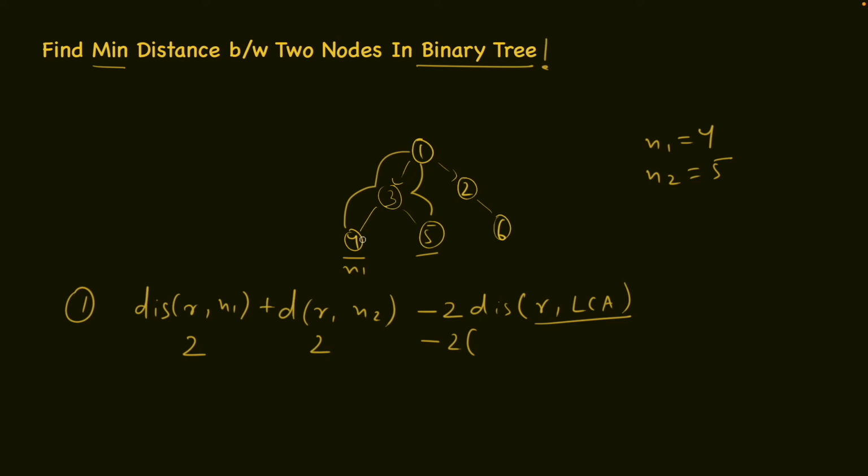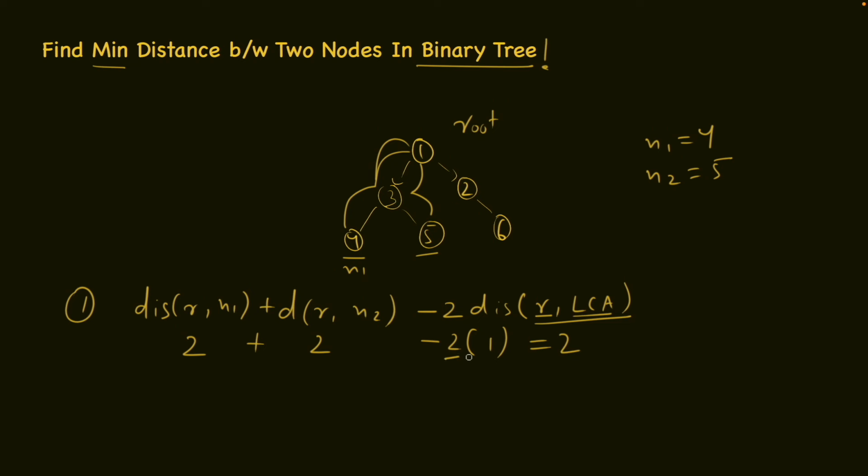So for this case, LCA for 4 and 5 is 3. So the distance from root to LCA is 1. This is your root, right? We have root here. So from root to LCA, which is 3, is 1 only, right? So this is 1. Now you calculate. The answer is 2. See, it is the correct answer.